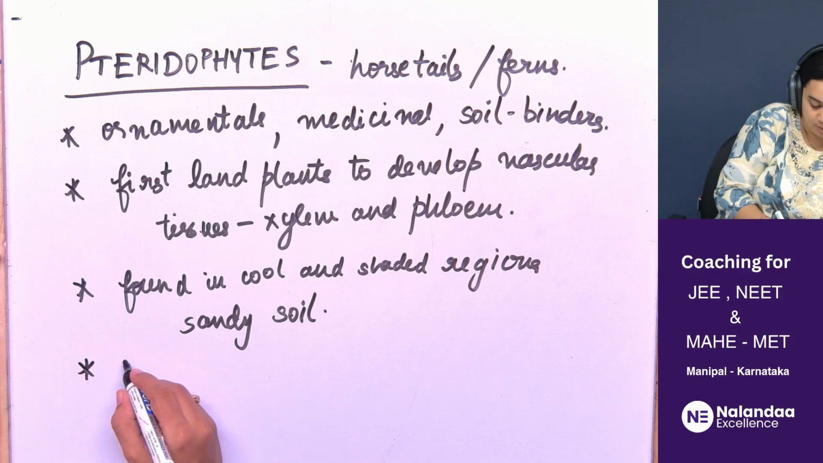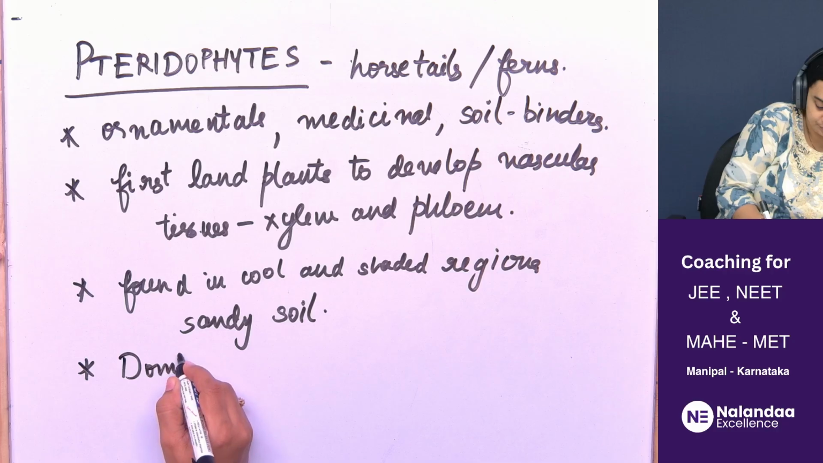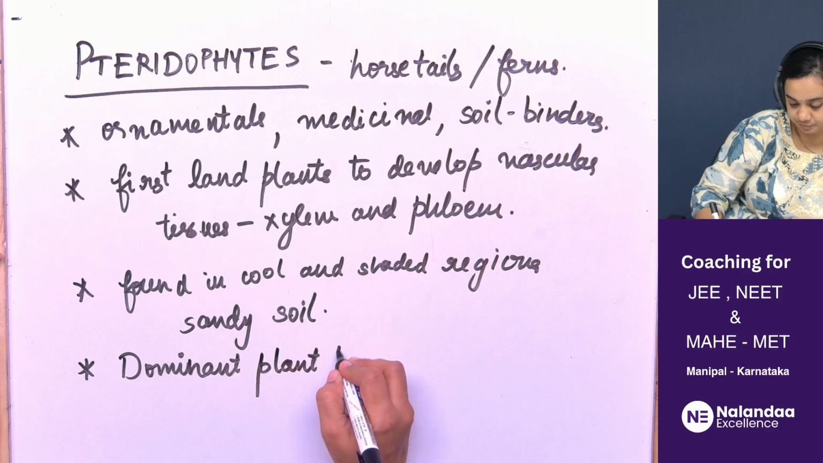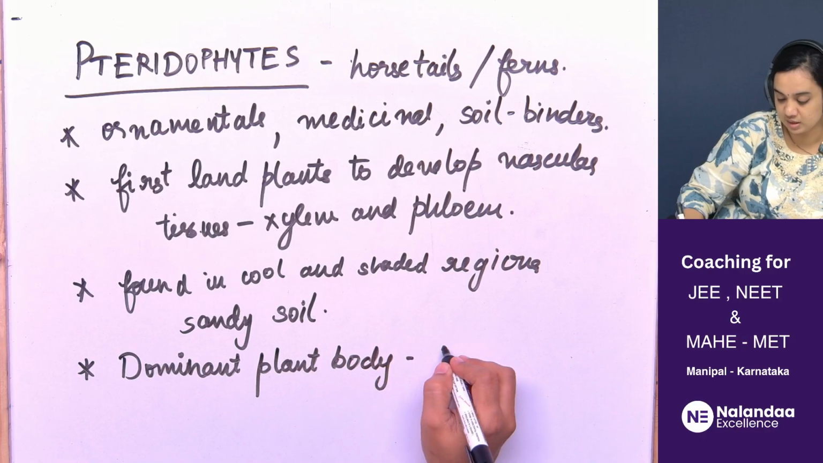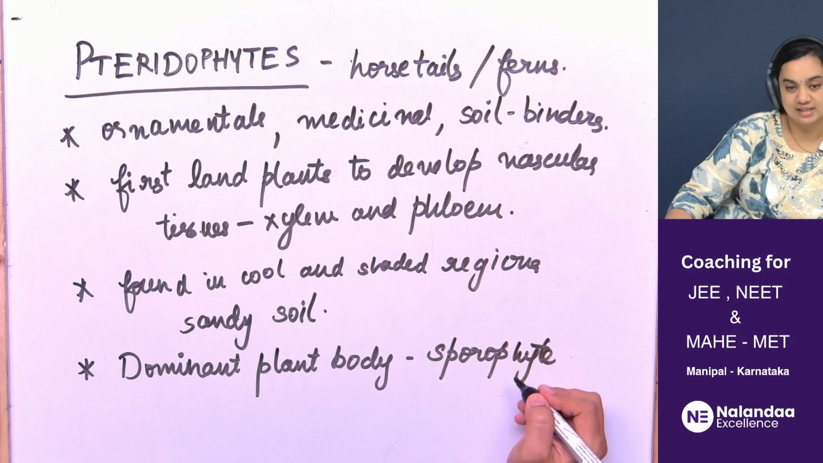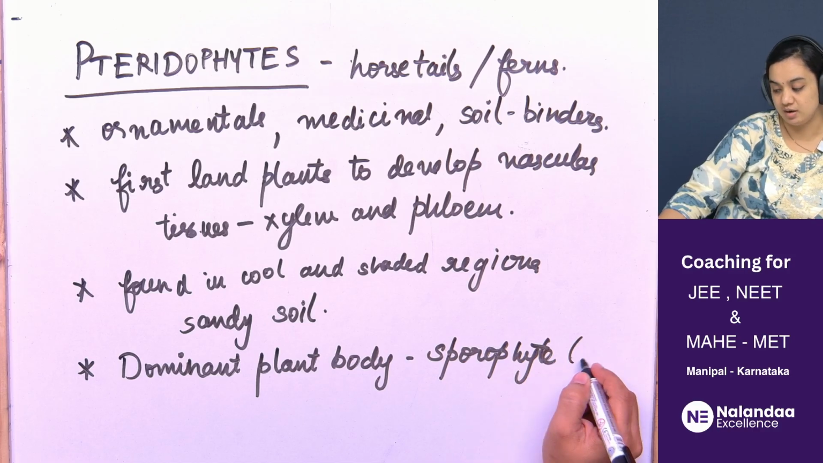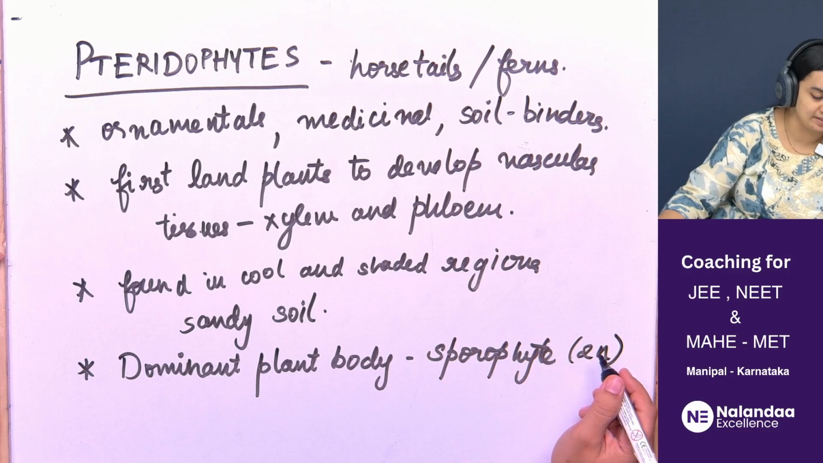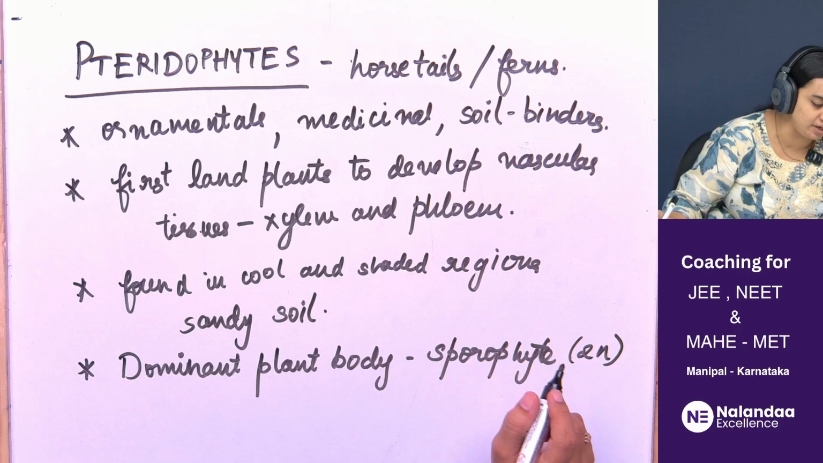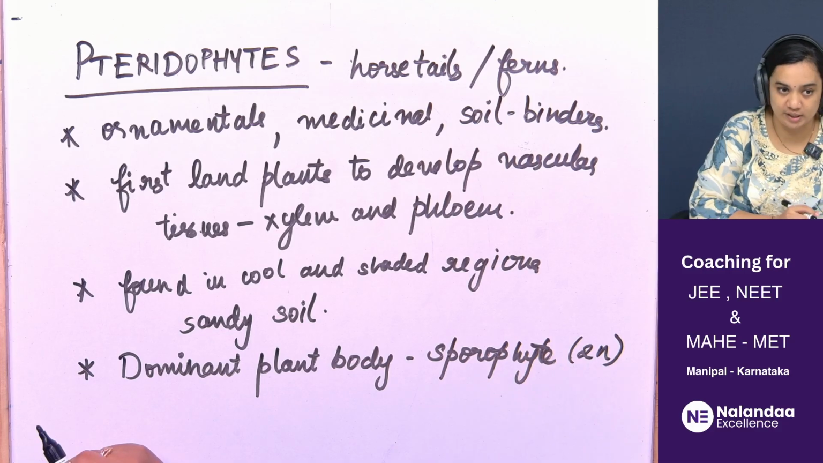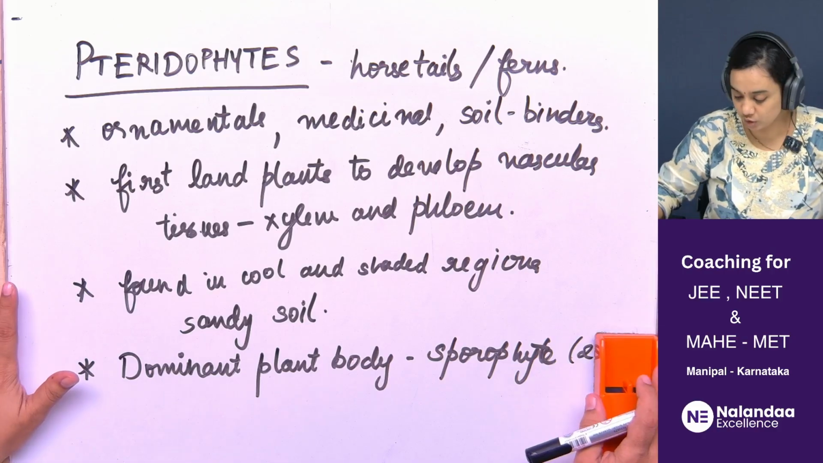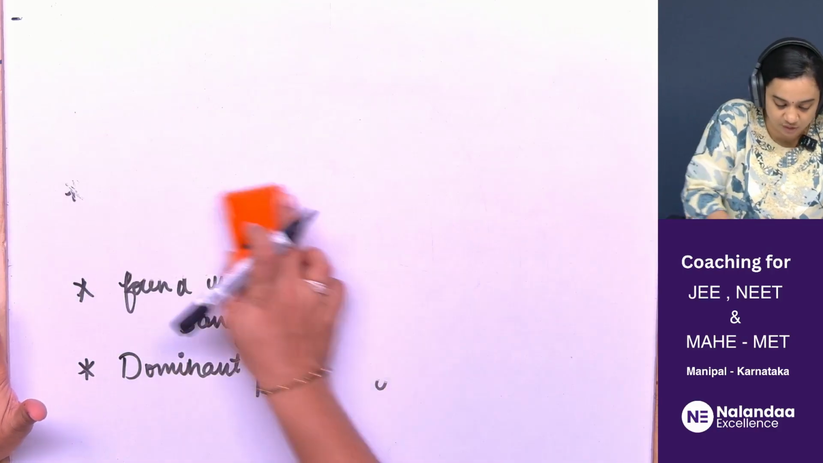And here the dominant plant body is a diploid sporophyte. So as opposed to bryophytes, the dominant plant body here is a diploid sporophyte. Is this clear? So the plant body produces spores and not gametes. The actual plant body is the diploid sporophyte. Now let's see the external appearance of the sporophyte.